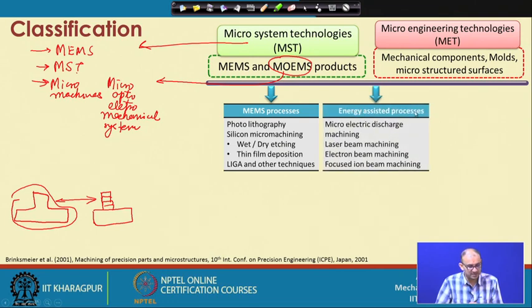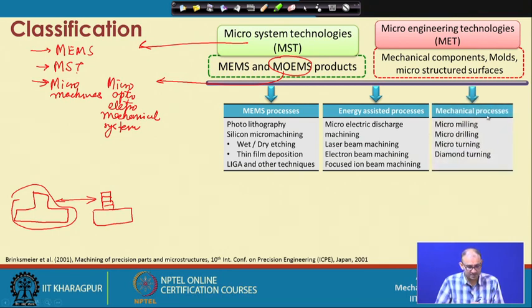Then energy assisted, where you are using some type of electrical energy or mechanical energy to do the machining process. So, electro discharge machining process, laser beam, electron beam and focused beam machining. We have discussed this in the advanced machining processes in the first classification. And mechanical processes, where we do not use any energy, like spark energy or laser energy, electron energy or ion energy.